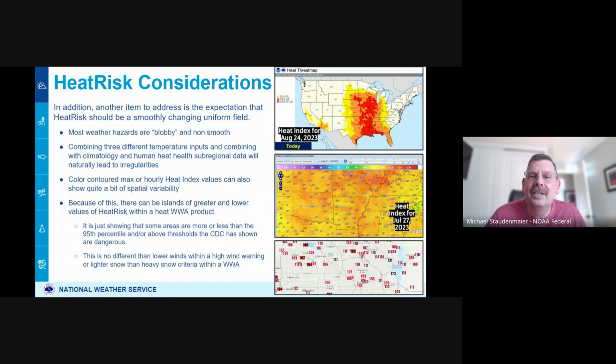When we look at heat index grids, we see that those fields are also blobby and they contain bullseyes and islands. In the example at the far bottom right, maximum heat indices range from 103 to 131 across even this limited domain in Texas. So even our heat indices fields are neither continuous nor uniform.